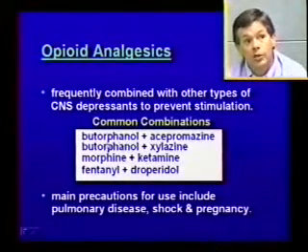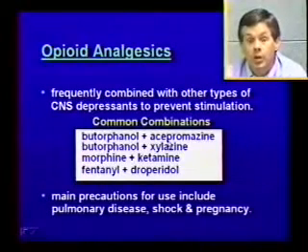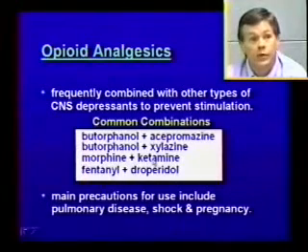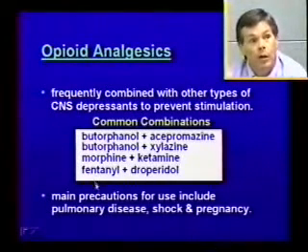So some combinations that you'll commonly encounter with the opiates: butorphanol is a widely used opioid analgesic, frequently combined with acepromazine or xylazine, two other classes of CNS depressants that will offset some of the potential stimulant properties of opiates in horses and some other species. Morphine is commonly combined with ketamine. That's a very popular combination in cats. Fentanyl is combined with droperidol, and that's a fairly common combination of agents that's used in wildlife species, free-ranging species.